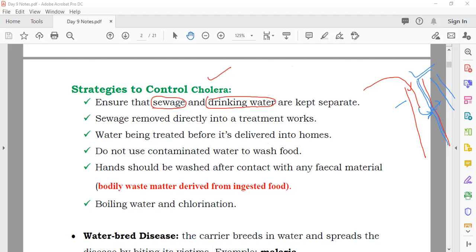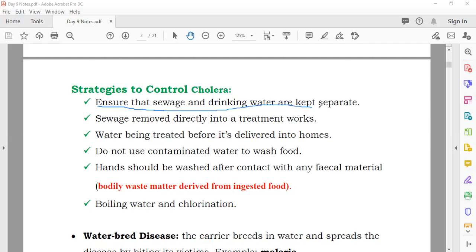So what is the first thing we have here? Ensure that sewage and drinking water are kept separate. This is the first thing. Even in your home, you should have the sewage system covered. If you have a sewage system taking filthy water from your home outside to the mainstream, it is better that it be completely covered, so there will be no chance for bacteria to reach the drinking water, with the help of air, insects, anything.